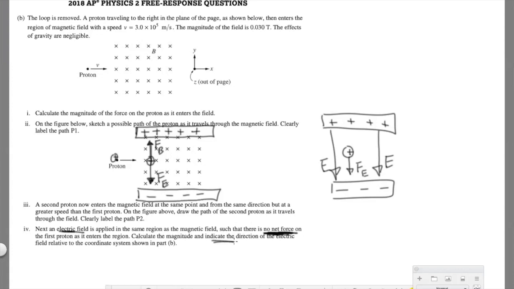Indicate the direction. So the direction of the electric field is going to be downward, or actually you want to say negative y. See right here? You want to say negative y.